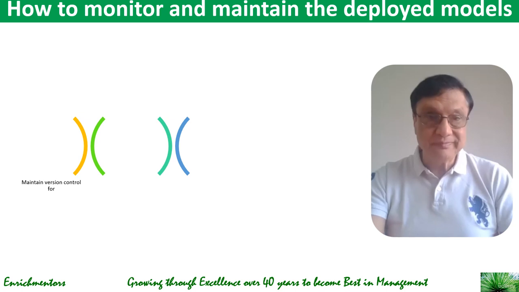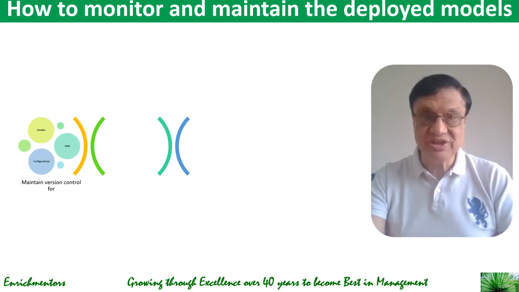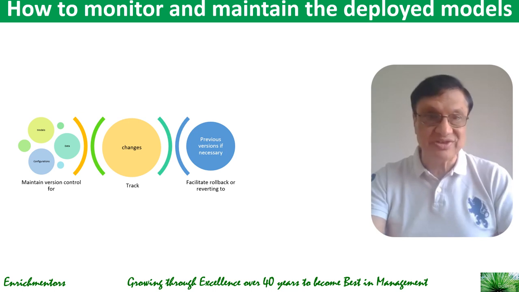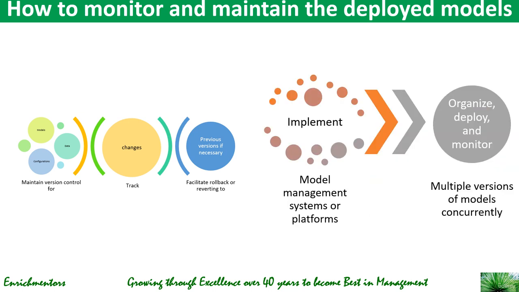Maintain version control for models, data, and configurations, basically to track changes and facilitate rollback or reverting to previous versions if necessary. Implement model management systems or platforms to organize, deploy, and monitor multiple versions of models concurrently. So there are model management systems or platforms that can help you run ensemble of models to get the best performance from your deployed models.